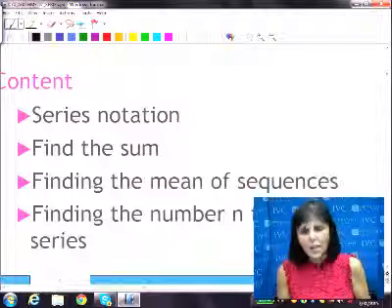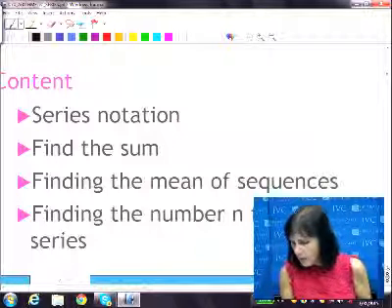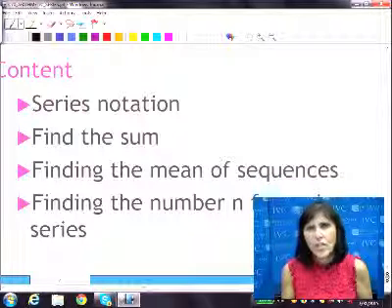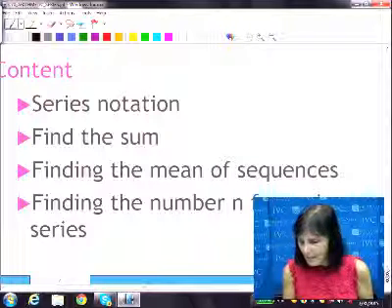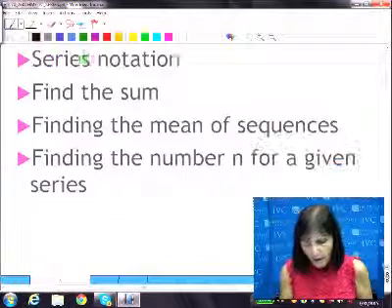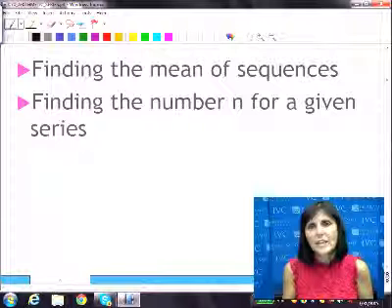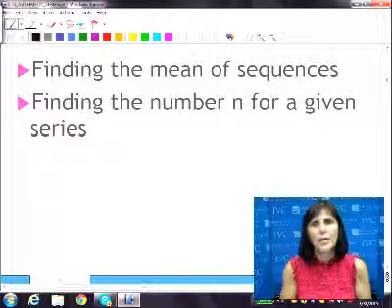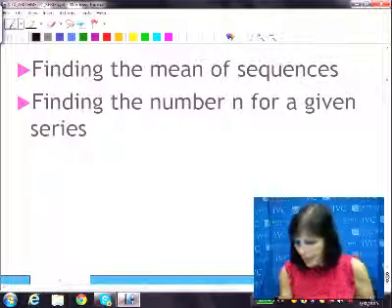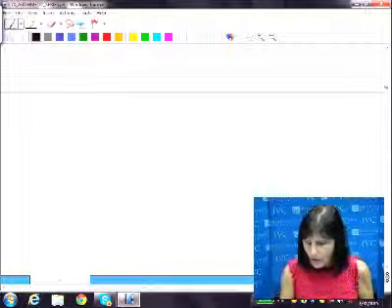And there is something called mean of sequences, and we'll look at that. But particularly, I will also look at arithmetic series and find the number n for a given series. Let's say they give you the sum, and then you don't know how many numbers you added. Okay? So let's get started.